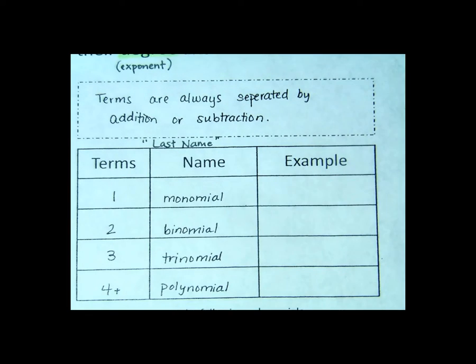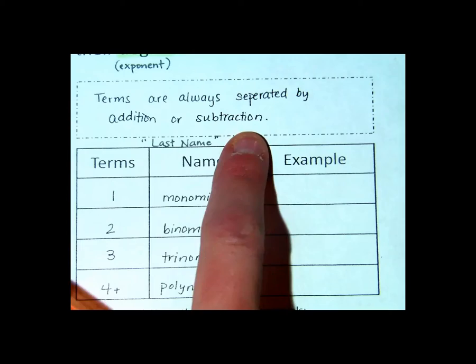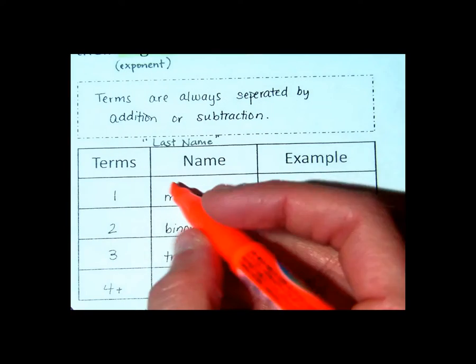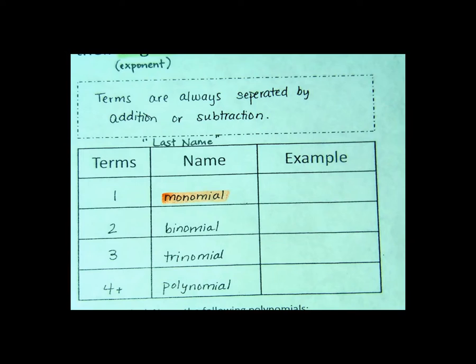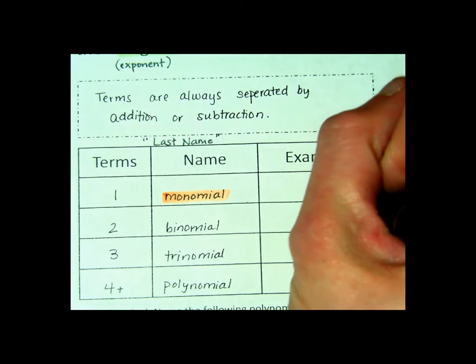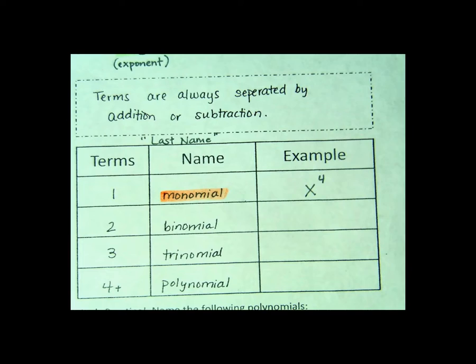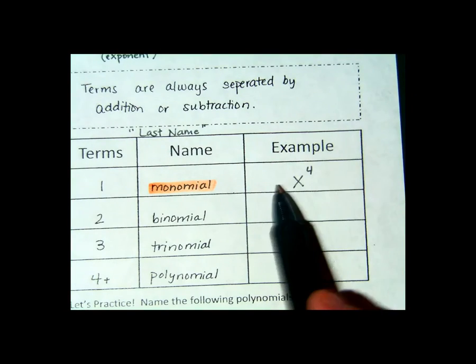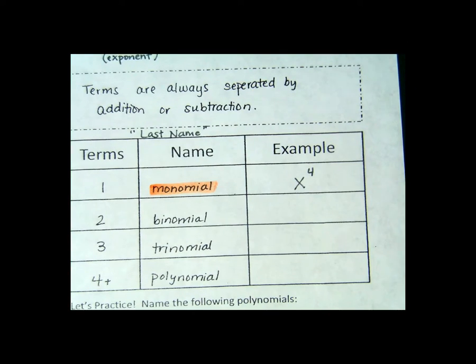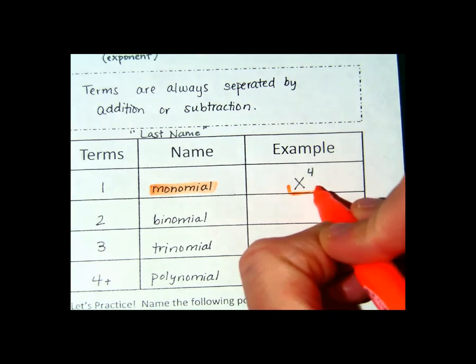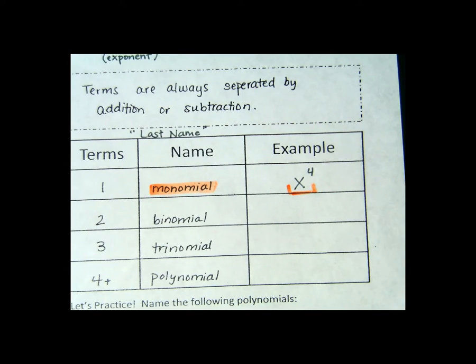Now we're talking about terms, and terms are always separated by addition or subtraction. Monomial means it has one term. That means it's not separated by anything because there's only one of them. So anything at all is a monomial, like x to the 4th, or 2. As long as there's no addition or subtraction anywhere with it, it's a monomial. Here, we have just one thing. This thing that I said is the term. Okay?